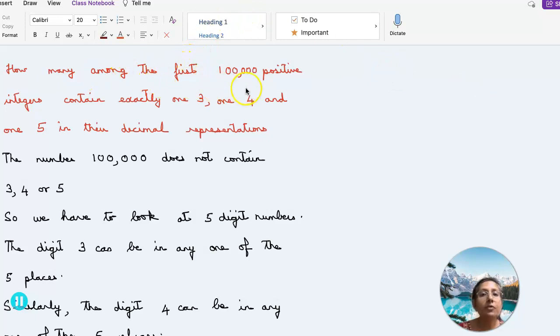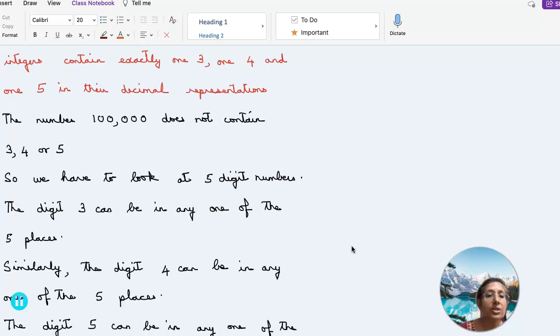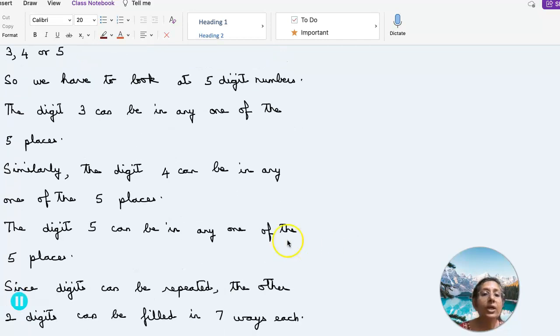How many among the first 100,000 positive integers contain exactly one 3, one 4 and one 5 in their decimal representations? Now 100,000 does not contain 3, 4 or 5 and 100,000 has 6 digits. So we look at 5-digit numbers. Now the digit 3 can be in any one of the 5 places. Similarly, the digit 4 can be in any one of the 5 places and the digit 5 can also be in any one of the 5 places.